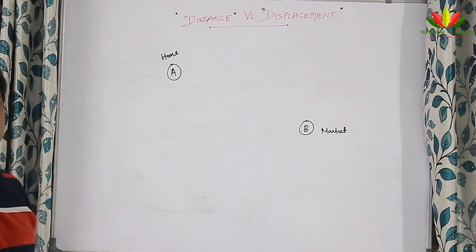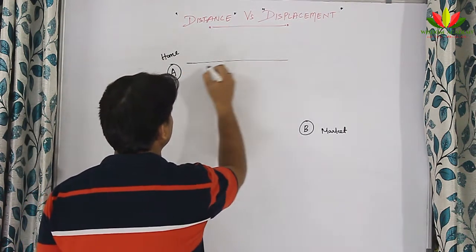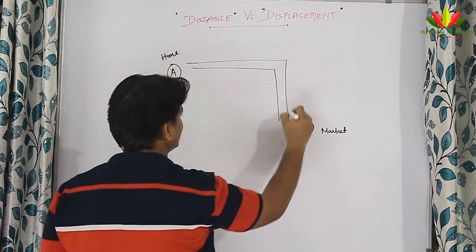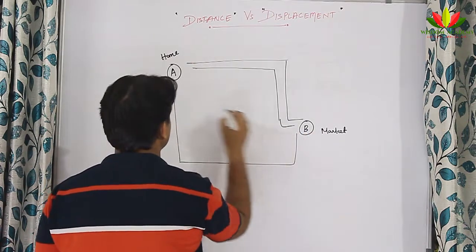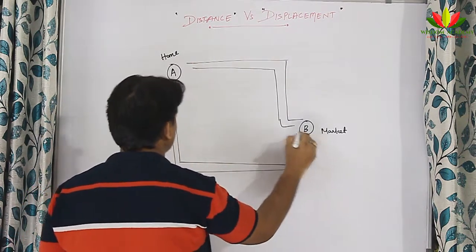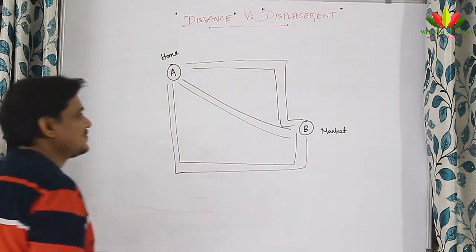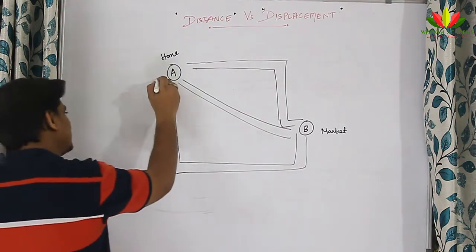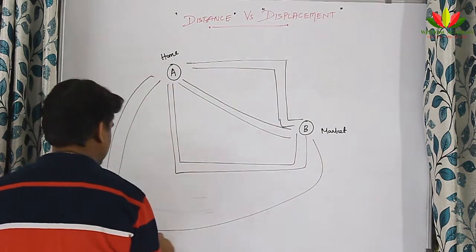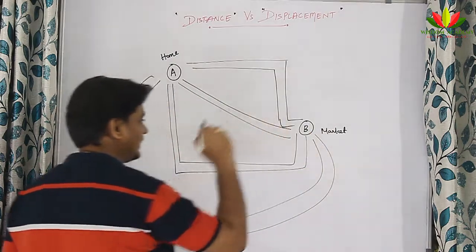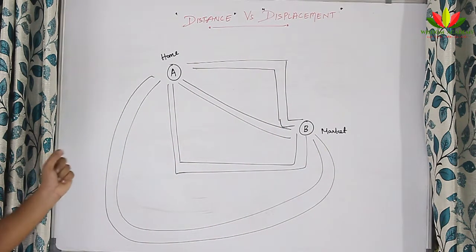For going to the market from home, there are a lot of roads. Some road goes like this, one road goes like this, one road goes like this, some road is there, it goes like this also. Right. Now, suppose I want to go from A to B.